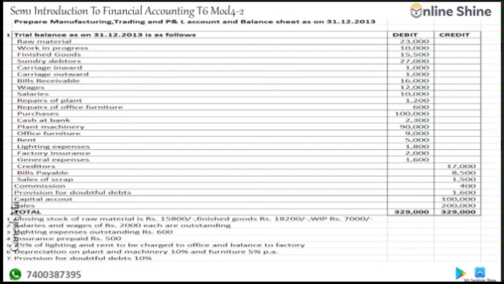Understood? So now see, the first adjustment is being given. There is a closing stock of raw material as well as closing stock of WIP as well as closing stock of finished goods. Now closing stock is your asset, so it will come in your balance sheet asset side. You can mention closing stock of raw material, work in progress and finished goods one by one. Make a total of all three and you can put in the outer column 31,000 over there.